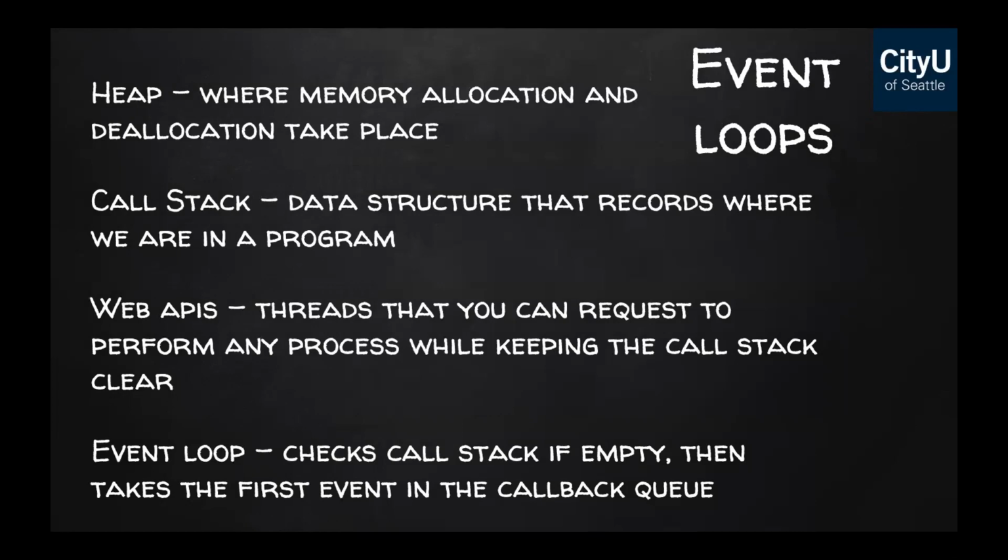And just to recap again, heap is where memory allocation and deallocation take place. Call stack is just a stack data structure that records where we are in the program. Web APIs are threads, processes that you can create, that you can request to perform any process while keeping the call stack clear. Okay, so again, you pop out the function, put that in the web API. And the event loop checks the call stack. If it's empty, then the first event in the callback queue, the one down here, gets pushed to the call stack.